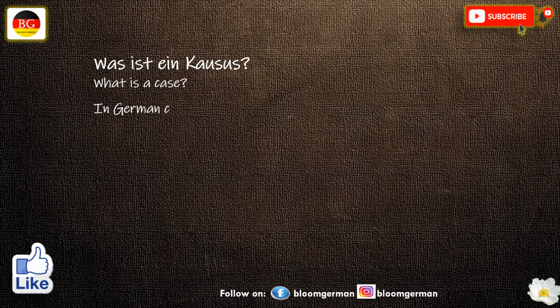Friends, before moving on to our further slides, let's discuss some terms. As we all know, German language is based on 4 cases. That is nominative case, accusative case, dative case and genitive case. Now what do you mean by case? What do you mean by case of a sentence? Was ist ein Kasus? What is a case? In German, case shows the function of a noun or pronoun in a sentence.